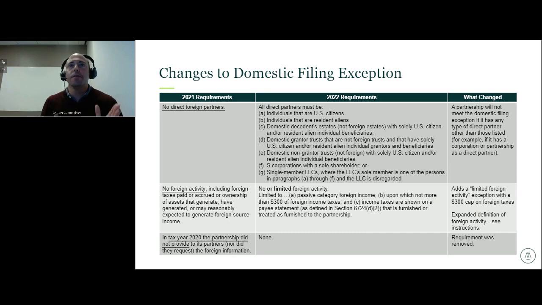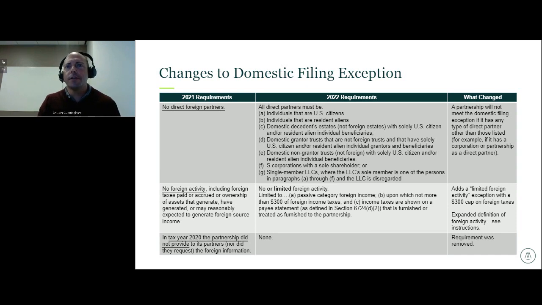The 2021 requirement, first one, was no direct foreign partners. Well, in the instructions, the 2022 requirement now lays out in detail what those direct partners have to be. In essence, individuals that are US citizens or resident aliens, and various types of entities through which an individual would potentially invest in a partnership, but ultimately for tax purposes, it's the individual who is taxable. Those are allowed and you would still meet the exception. Any other type of partner, it wouldn't. So if the partnership you're filing a return for has one corporate partner or one partnership as a partner, then that's it. This exception would not apply, okay? You would not meet this first criteria. So that's how that would work.